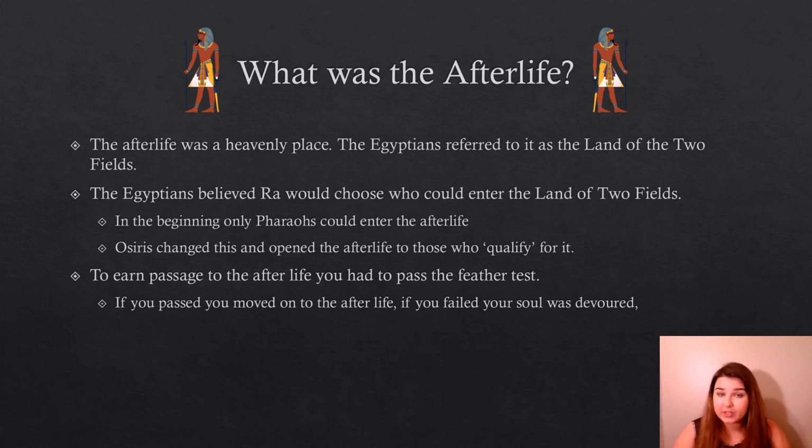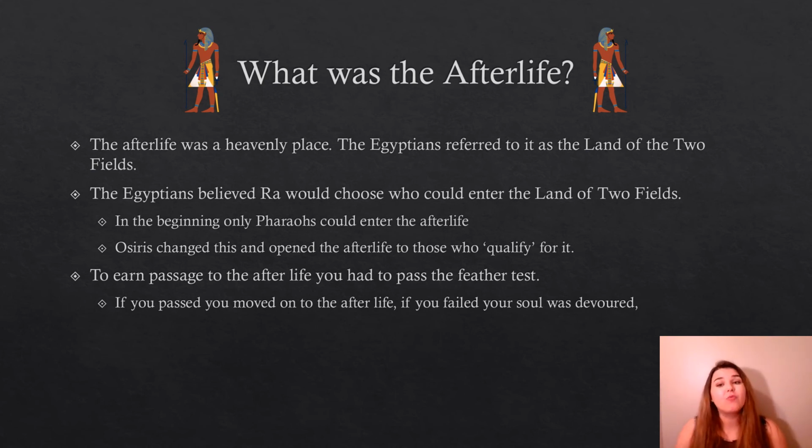So now we understand all of the steps that the pharaohs and Egyptians used to make it to the afterlife. But we haven't really discussed what exactly the afterlife was. The afterlife was considered to be like a heavenly place. The Egyptians would refer to the afterlife as the land of the two fields. The Egyptians believed that Ra chose whoever would enter the land of two fields.